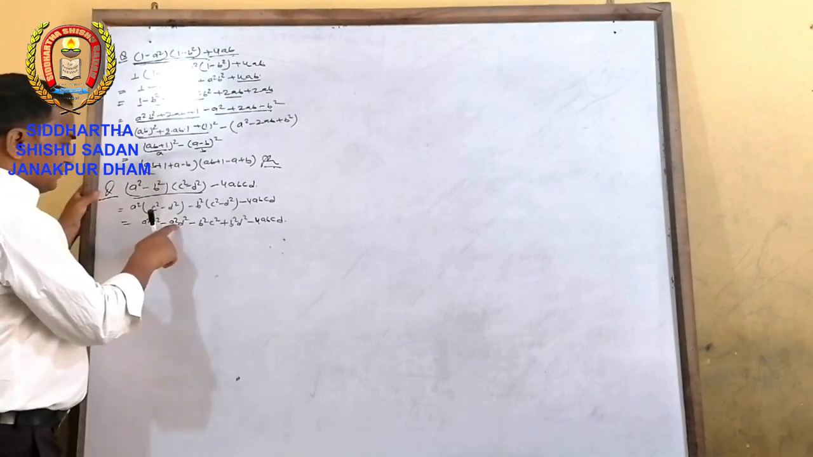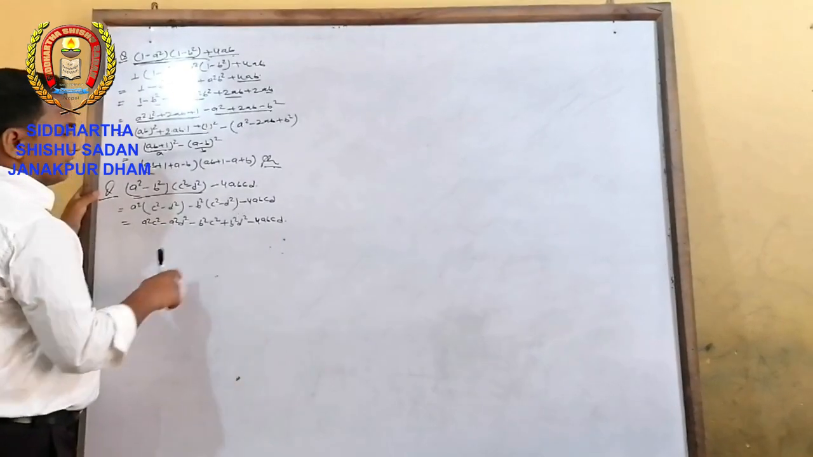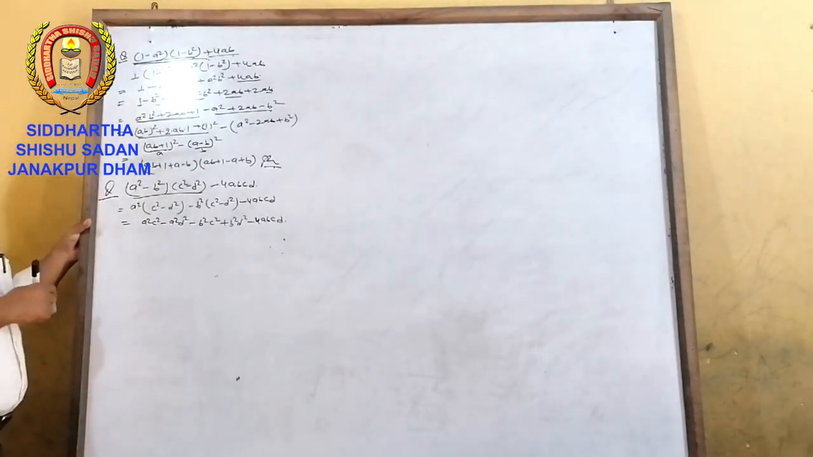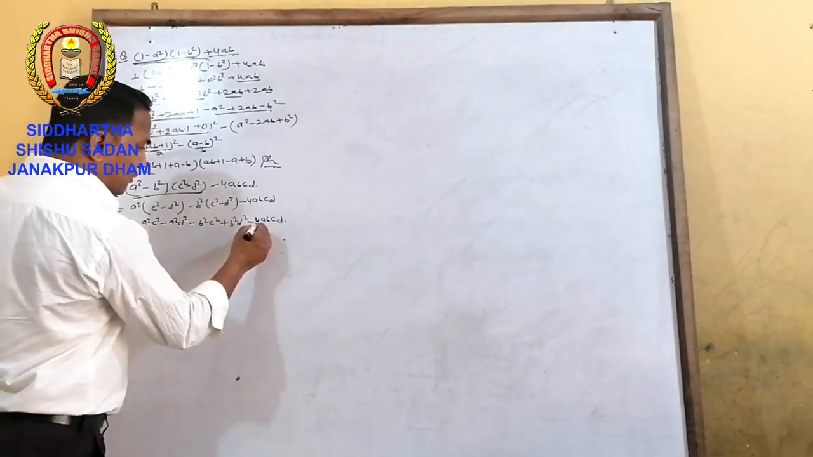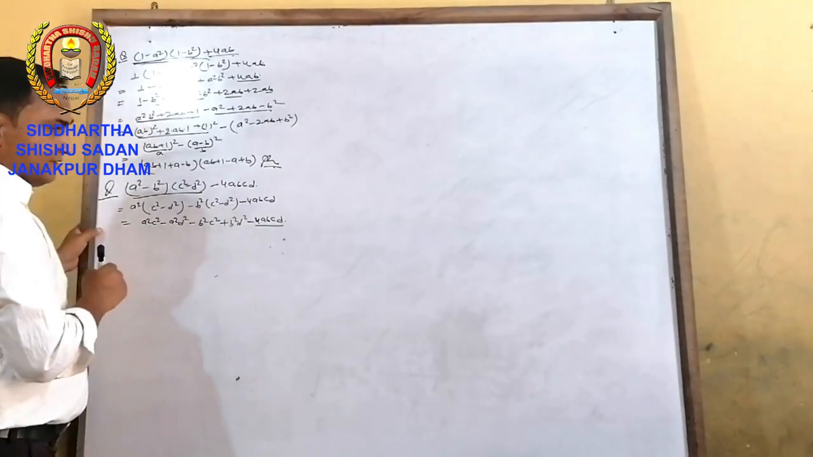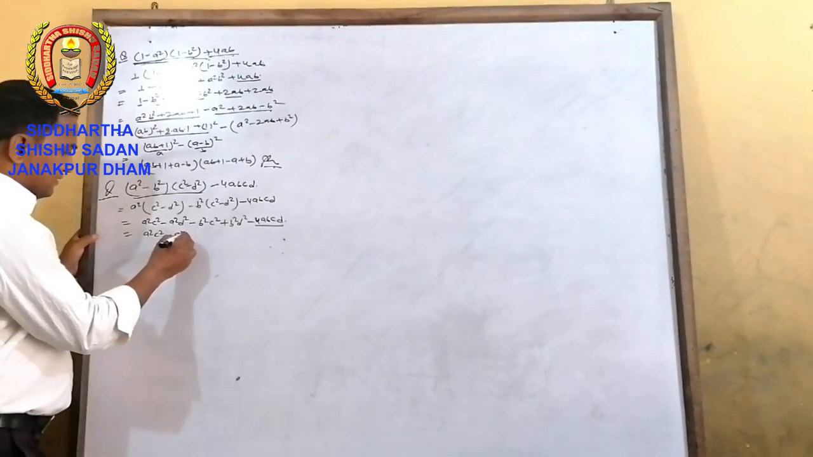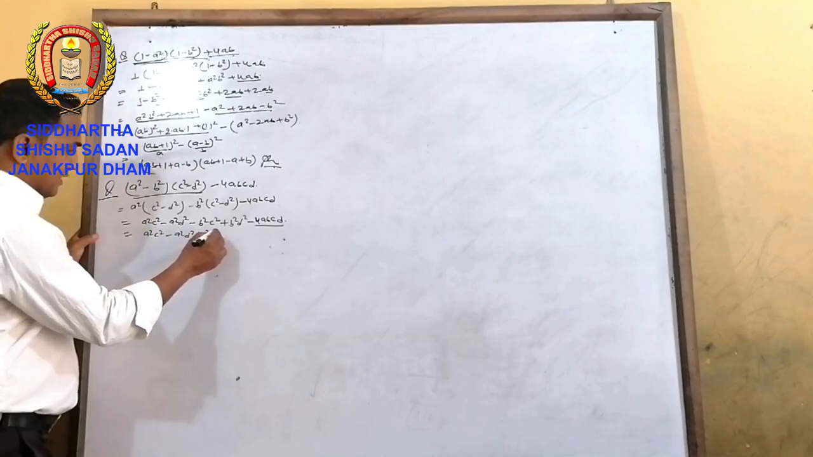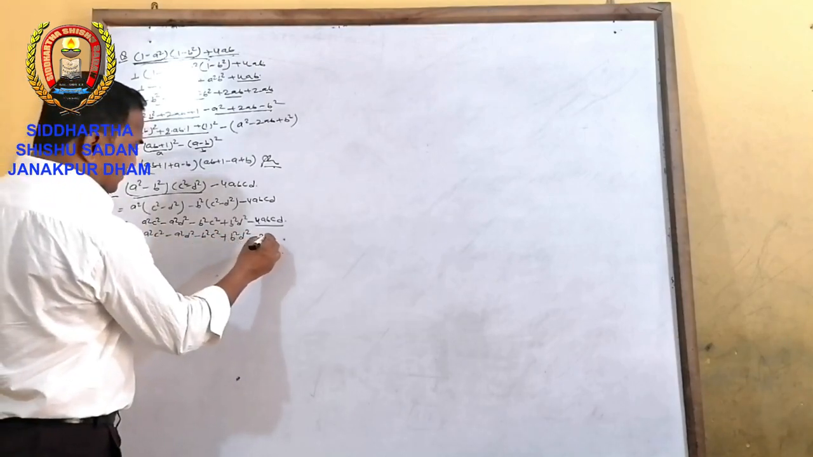Now 1, 2, 3, 4, 5. This polynomial has 5 terms. There must be 6 terms to get the factorization. So we have to convert 4abcd into 2 equal parts: a square c square minus a square d square minus b square c square plus b square d square minus 2abcd minus 2abcd.